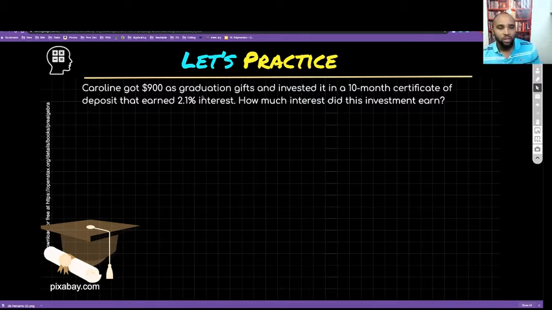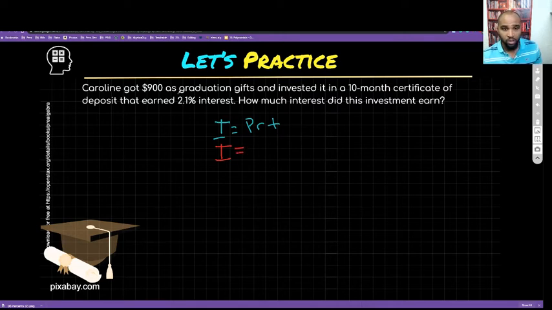Caroline got $900 as graduation gifts and invested it in a 10-month certificate of deposit that earned 2.1%. How much interest did this investment earn? So we want to know the interest. I equals PRT. Now, there's one thing that's different about this problem, and I'm going to show you in just a second. Maybe you can try to work this actually before I do it and see if you get it right. There's one little thing that will trip up most students because you get into a kind of a rut of working the problem and don't catch it.